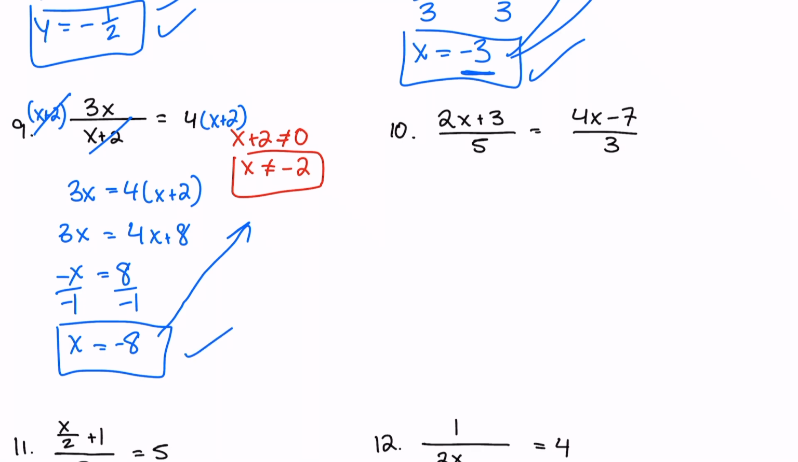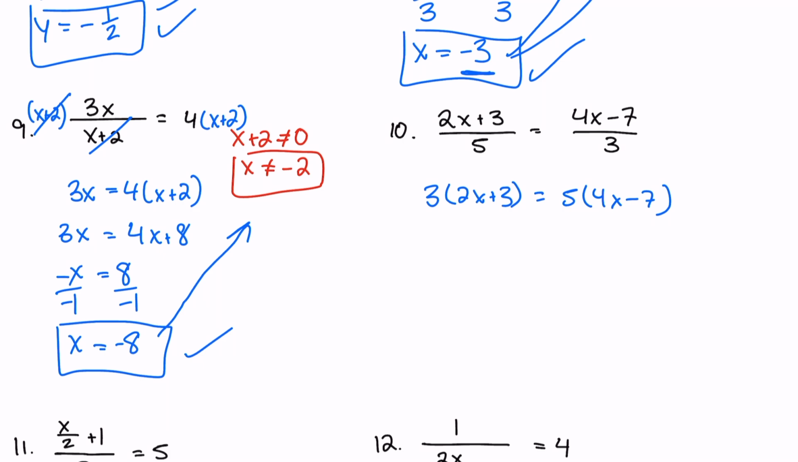For this next question, we have a proportion again because we have two fractions. The variables are only in the numerators, so we don't need to come up with any sort of criteria. And since we have a proportion, I'm going to solve using cross multiplication. So we end up with 3 times 2x plus 3 is equal to 5 times 4x minus 7. So now all I have to do is distribute and simplify.